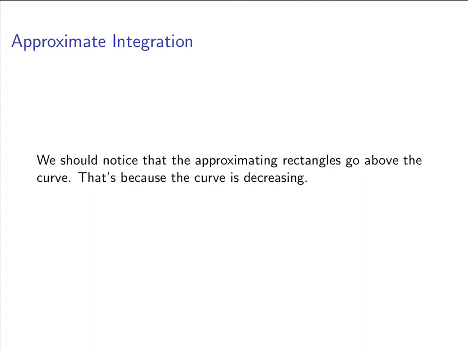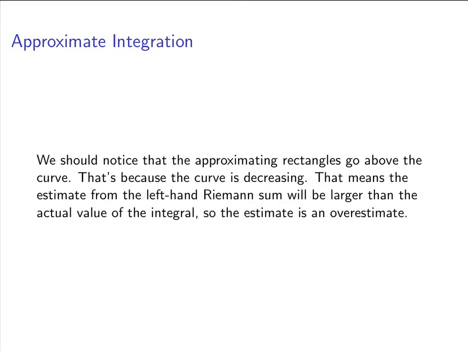And that's because the curve is decreasing. And that means that the estimate from the left-hand Riemann sum is going to be larger than the actual value of the integral. So our estimate is an overestimate. Now, if this happened to be an increasing function and we were doing a left-hand Riemann sum, well, perhaps you should draw a picture and convince yourself that we would get an underestimate.